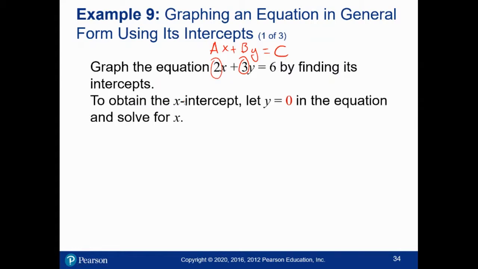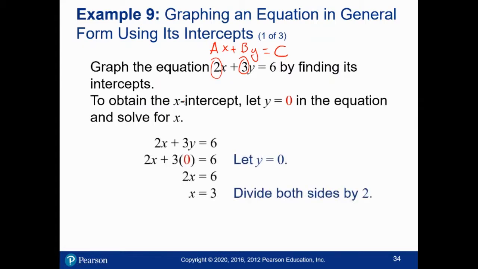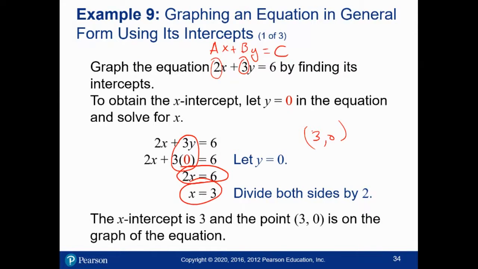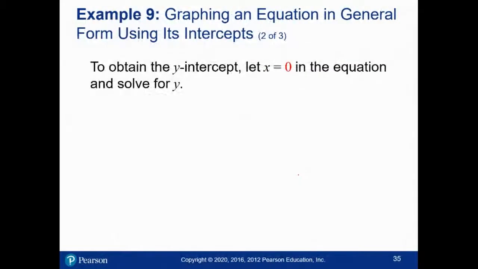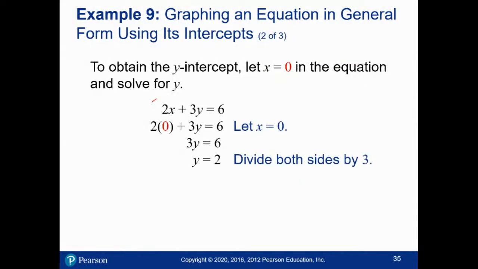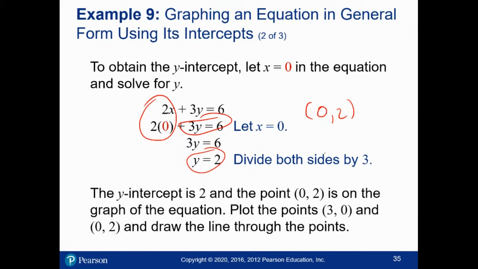So remember, to find the x-intercept, let y be 0. So if I let y be 0, that part goes away, and we just have 2x equals 6, and I get x equals 3. So it has the intercept x equals 3, y equals 0. On the other hand, if I let x equal 0, then this part goes away, and I get 3y equals 6, which tells me y equals 2. So (0, 2) is an intercept.